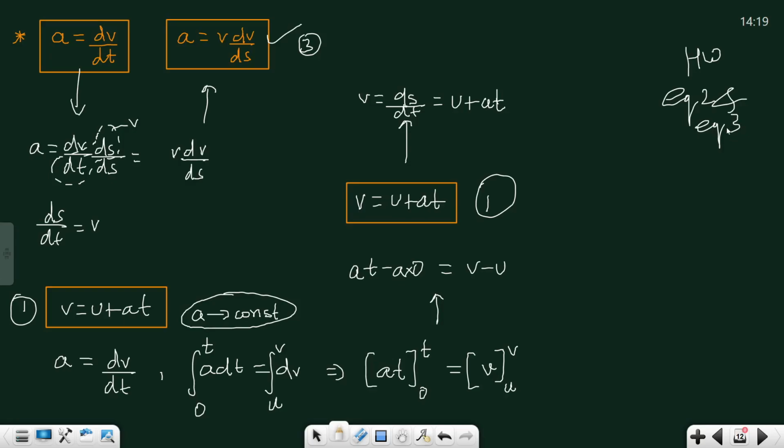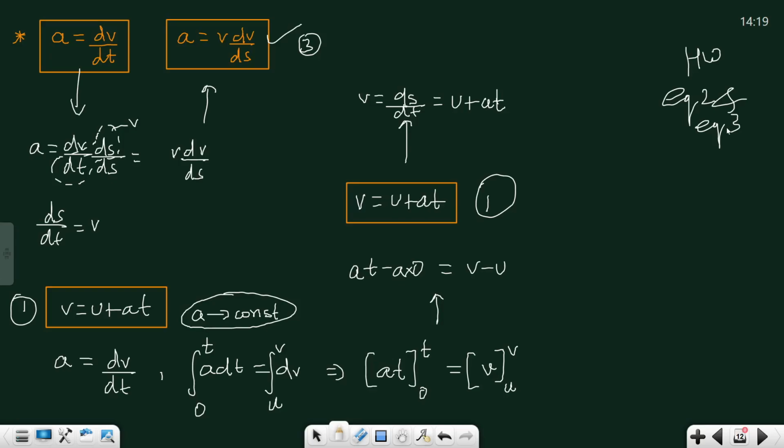So in cases where acceleration is not constant, it will always be a function of time, no? It may be a function of time, it may be a function of displacement, it can be anything. We will take those types of questions in the next lecture. ठीक है? Okay, sir. हाँ बेटा.